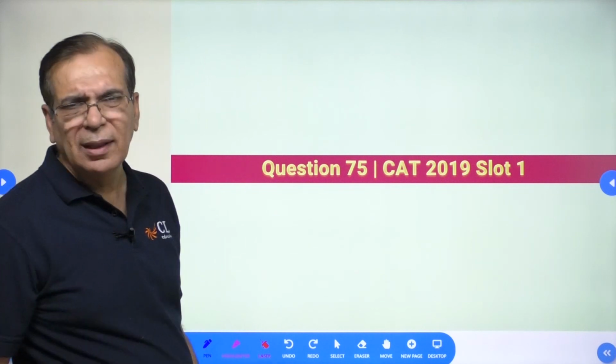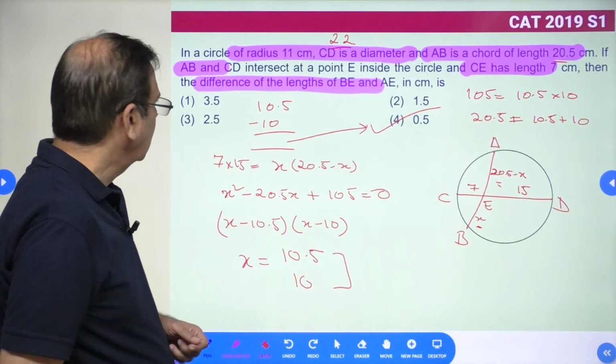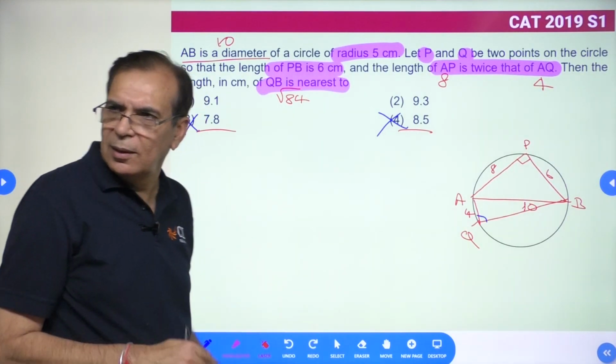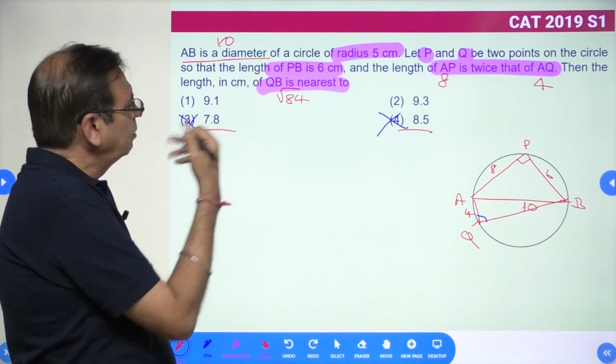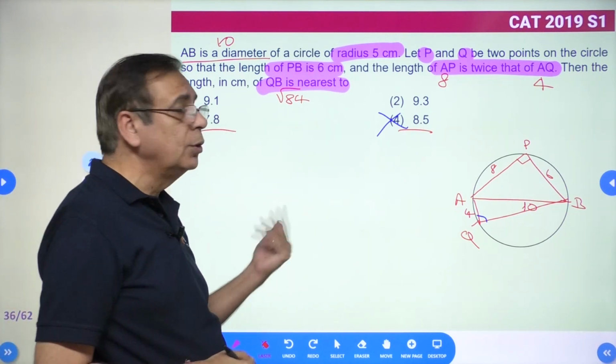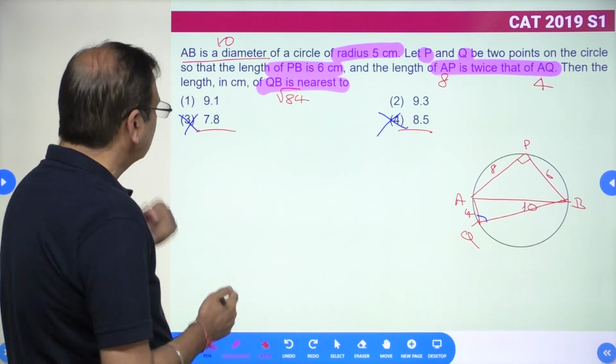Either we use a calculator, but I am not used to a calculator. I don't use it. Okay. So we have to calculate under root 84. So use a calculator or you use Vedic maths. Okay. And if you remember your Vedic maths, you can do this very fast.